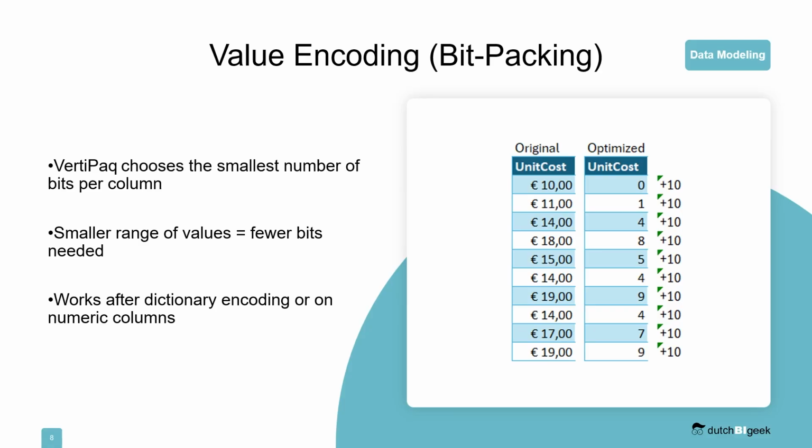So we have in the column 11 and we store a 1. So in that case we have fewer bits, and fewer bits is less space in your data model. So that's the last compression technique VertiPaq uses, and it uses a lot more, but that's also the secret sauce of Microsoft. So we don't know everything, but that's what's known about the VertiPaq engine.